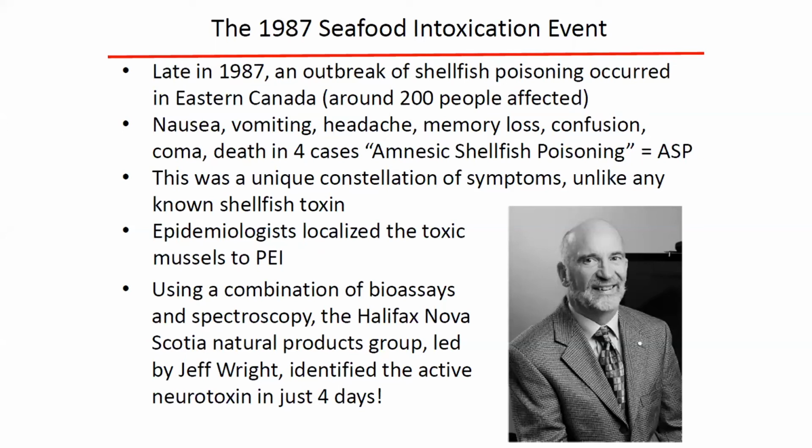Okay, so what was the original intoxication event like from domoic acid? It was late in 1987. There was an outbreak of shellfish poisoning that occurred in eastern Canada. Around 200 people were affected, and they had the exact symptoms that I mentioned earlier. There were 4 deaths from those 200 people. It was termed amnesic shellfish poisoning, due mostly to the memory loss. This was a unique constellation of symptoms. Folks hadn't seen anything like this with respect to these toxic poisonings.